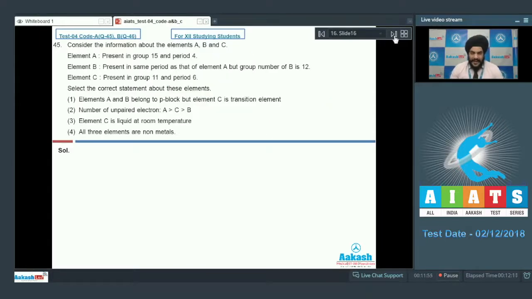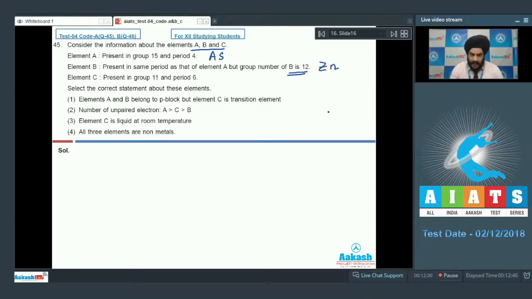Looking at question number 45 now, consider the information about the elements A, B and C. Element A is present in group 15 and period 4. Students, the element A is arsenic. Let us look at the next statement now. Element B is present in the same period as that of element A, but the group number of B is 12. Students, the element which is present in period 4 and group 12 is zinc.